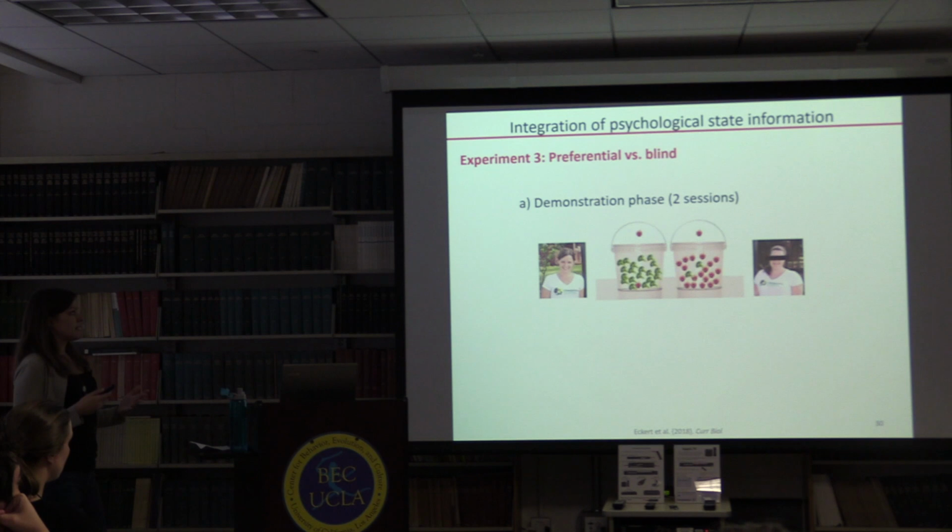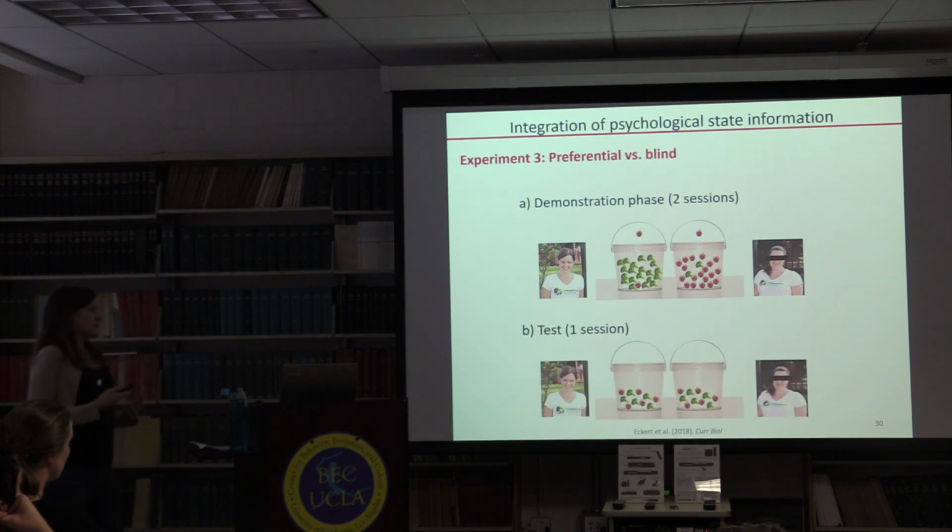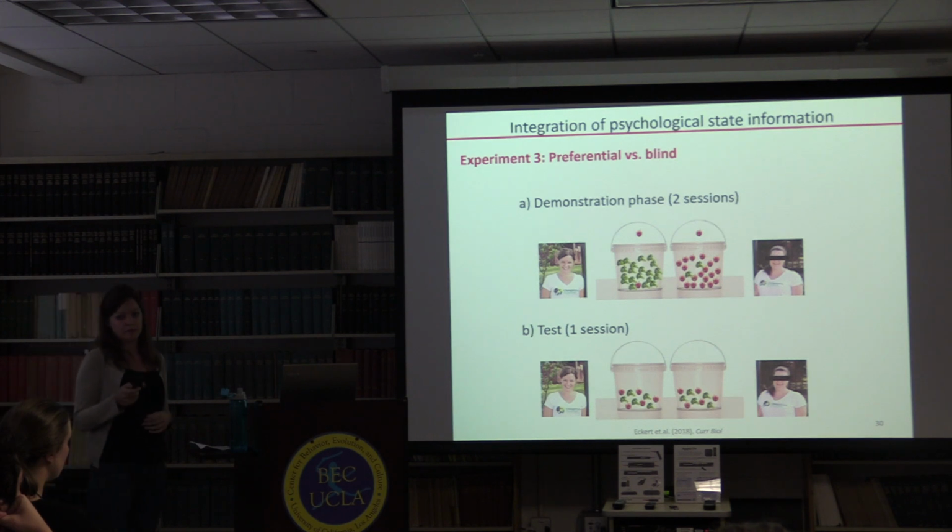So the idea was that during this demonstration phase, chimps should conclude that I, but not Shona, have a preference for sampling grapes. And then in the subsequent test phase, both experimenters sampled from identical 50-50 populations, and the chimps could choose from whom they wanted to receive a sample.